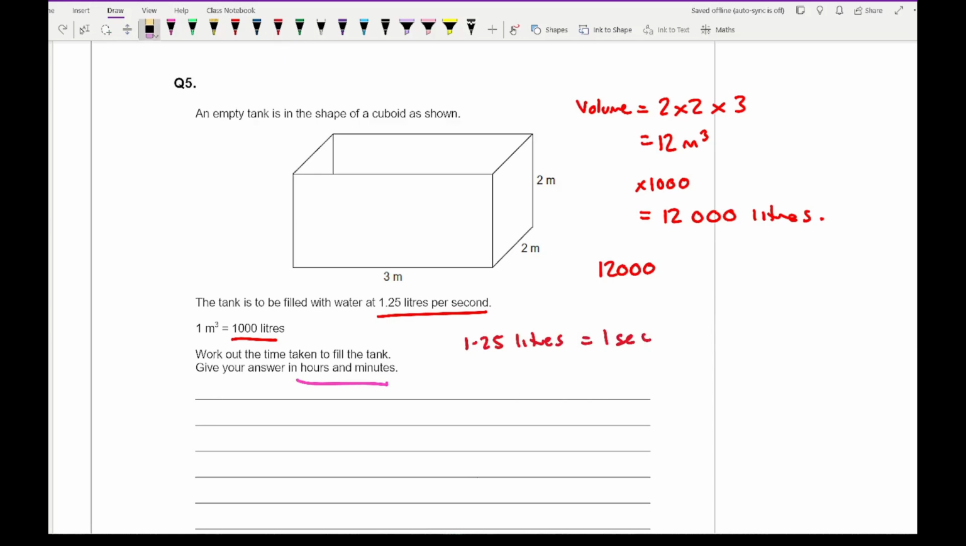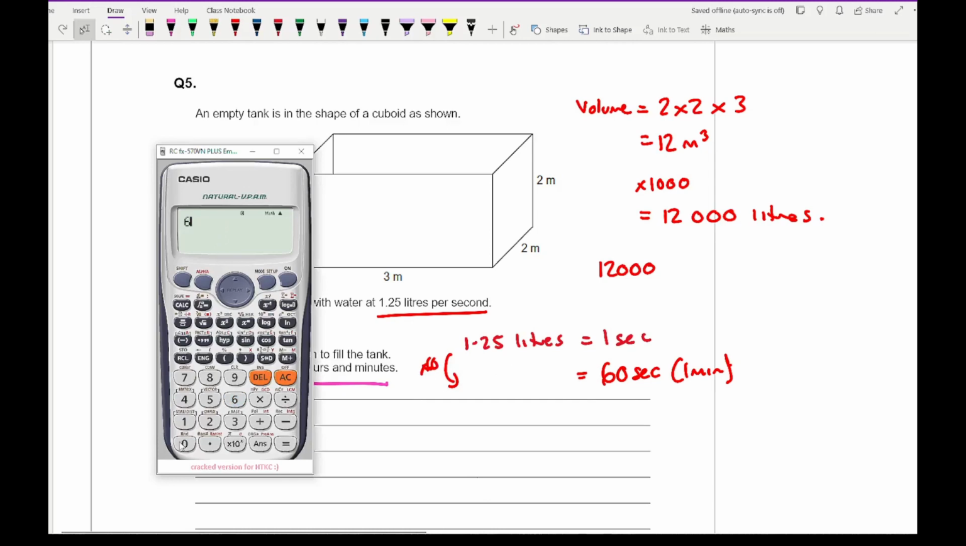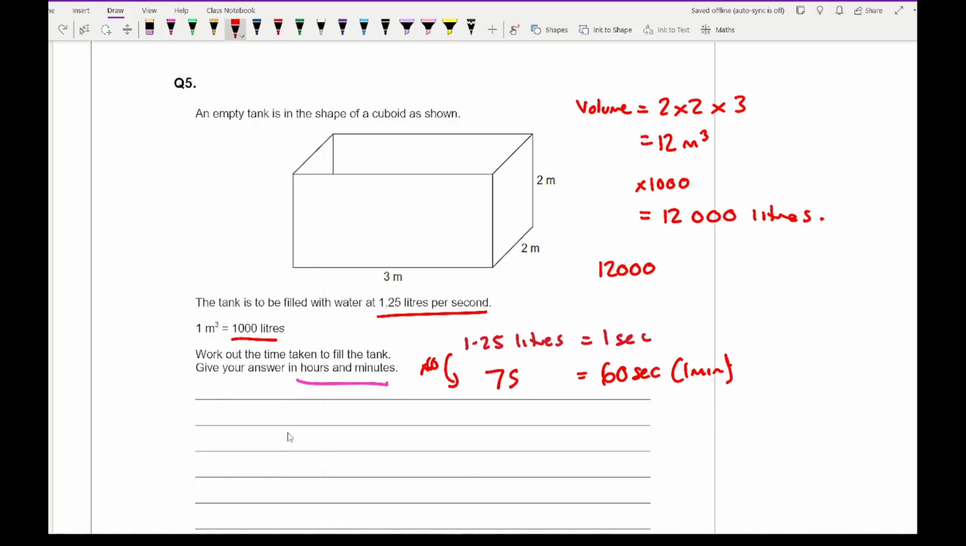No idea what I'm writing there, so let me just get rid of that. So 60 seconds or 1 minute is going to be 1.25 times 60, and if I get my calculator back again, 60 times 1.25 equals 75, so that's 75 litres in a minute. And this is the units I'm then going to use.